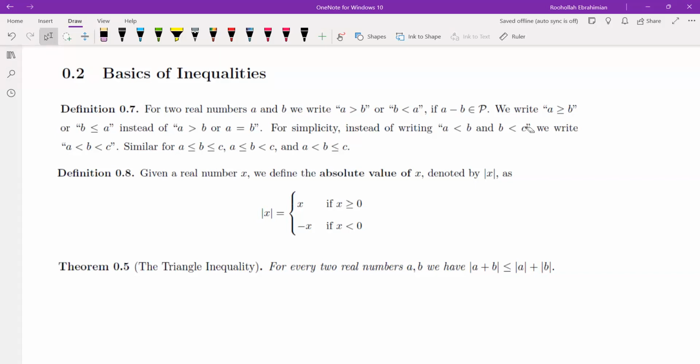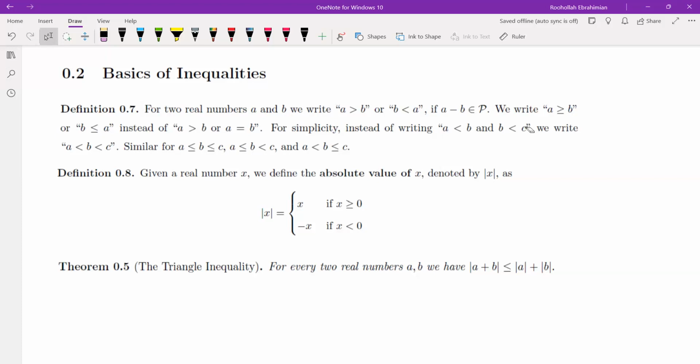So these two notations are the ones that we're going to be using. And as I said, you are familiar with these concepts. So for simplicity, instead of writing down a less than b and b less than c, we write a less than b less than c. And similar notations for a less than or equal to b less than or equal to c, and a less than or equal to b less than c, and a less than b less than or equal to c. So we can combine different inequalities.